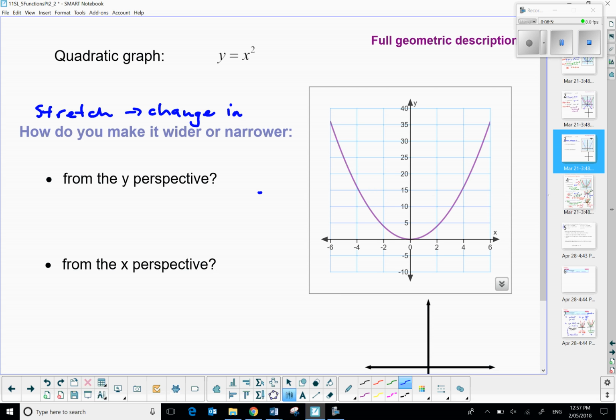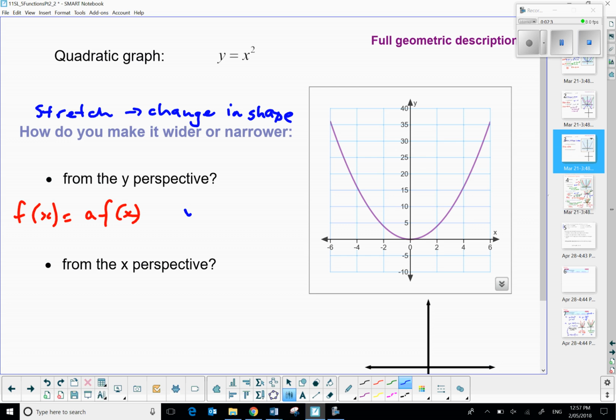Doesn't look the same. Oh, shape. So if we want to stretch it from the y perspective, that means we want to get our function and multiply it, so all the y values get multiplied. So let's just put an a at the front. So we get a times the function, and the y values are all stretched a amount in the y direction.